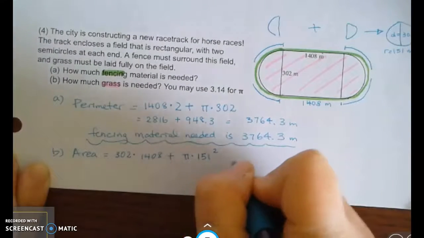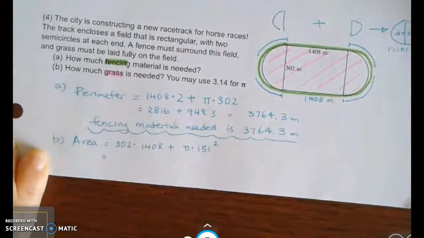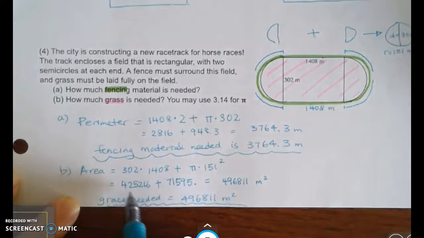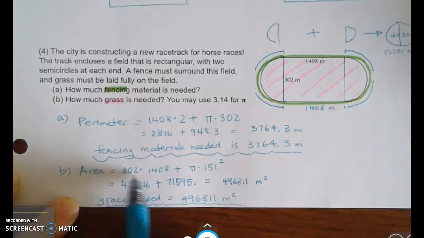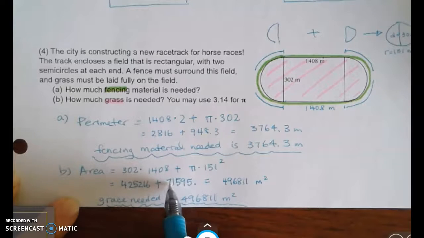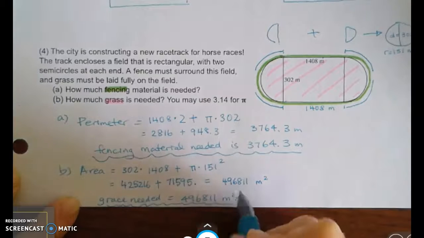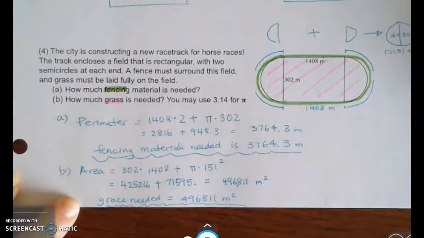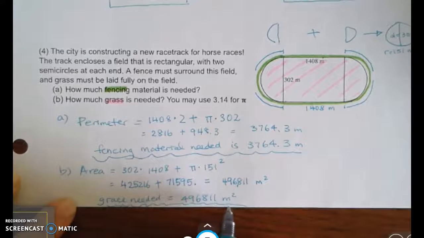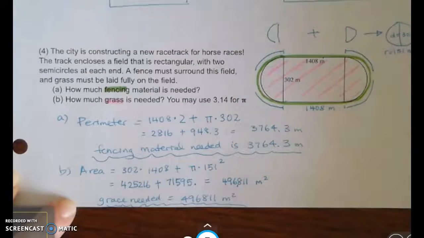Pi r squared. Okay, so from here, use the calculator. I get 425,216 when I multiply these two numbers together. And when I square 151 and multiply by 3.14, I get approximately 71,595. You add them together, and I get 496,811 meters squared. So the grass needed is that amount, meters squared. That's it. Thanks for listening.